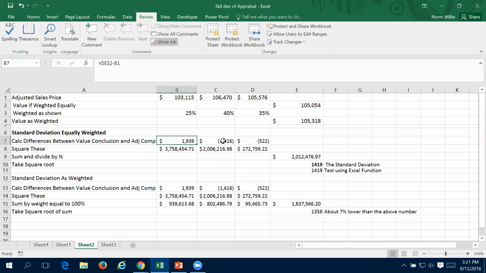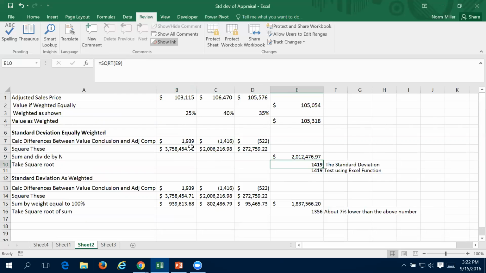For each of these differences in each comp, we're going to square those, to square the number, and then we're going to sum those and divide by n. In this case, the n is 3. So you see the formula right here, sum divided by 3. The last step to get the standard deviation is to take the square root of it.